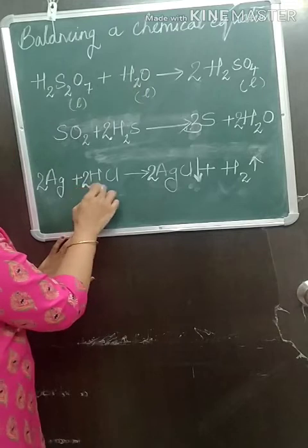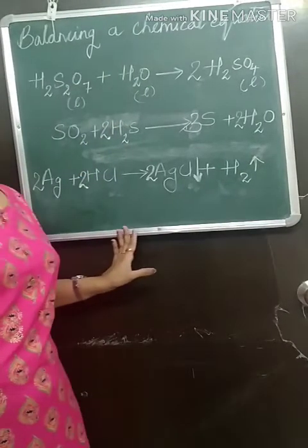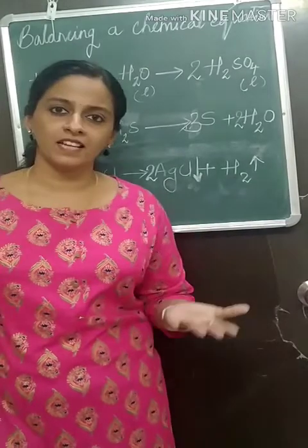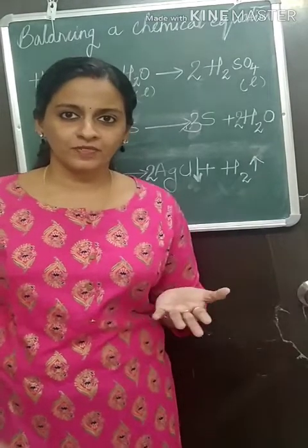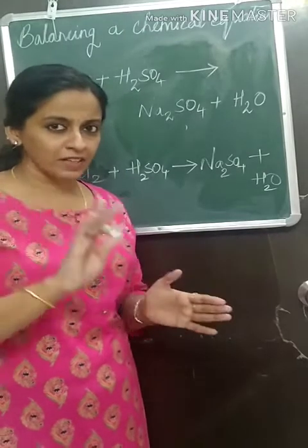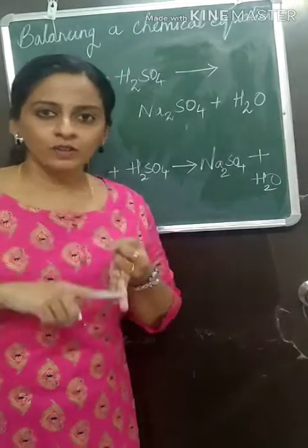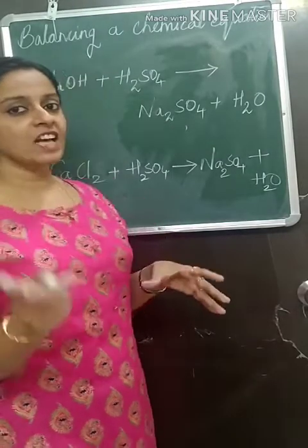Hydrogen. 2 hydrogen atoms on the reactant side, 2 hydrogen atoms on the product side. So this is again a balanced chemical equation. Understood? To balance these two equations, hope you are okay with the method. First we will try to balance the metals, then non-metal, then oxygen, and last hydrogen.